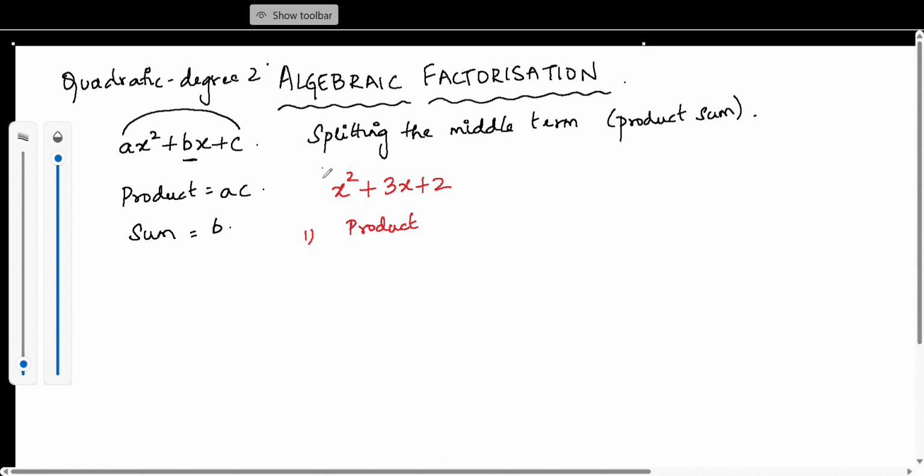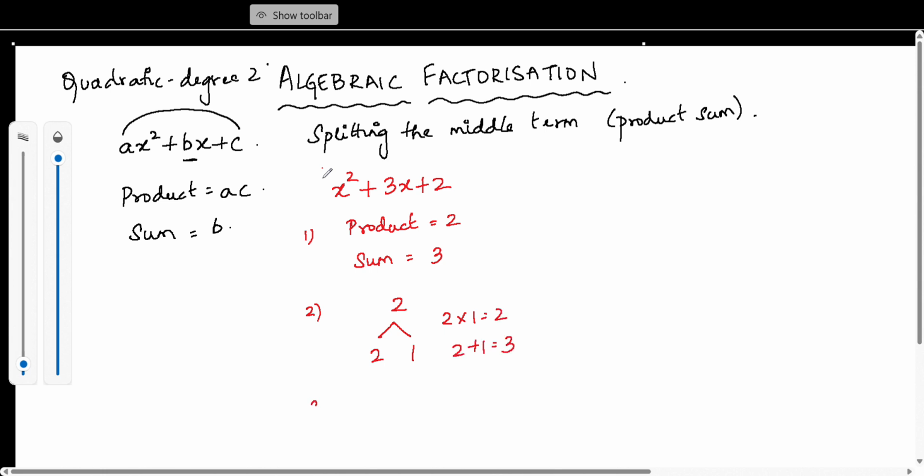Here the product will be 1 into 2, which is 2. The sum is the coefficient of the middle term, 3. Our job now is to identify two integers that multiply to 2 and sum to 3. Which means you'll have to start listing the factors of the number that is the product here. Since it's 2, the job is pretty easy. For 2, 2 and 1 are the only integers. 2 into 1 is 2. 2 plus 1 gives 3.